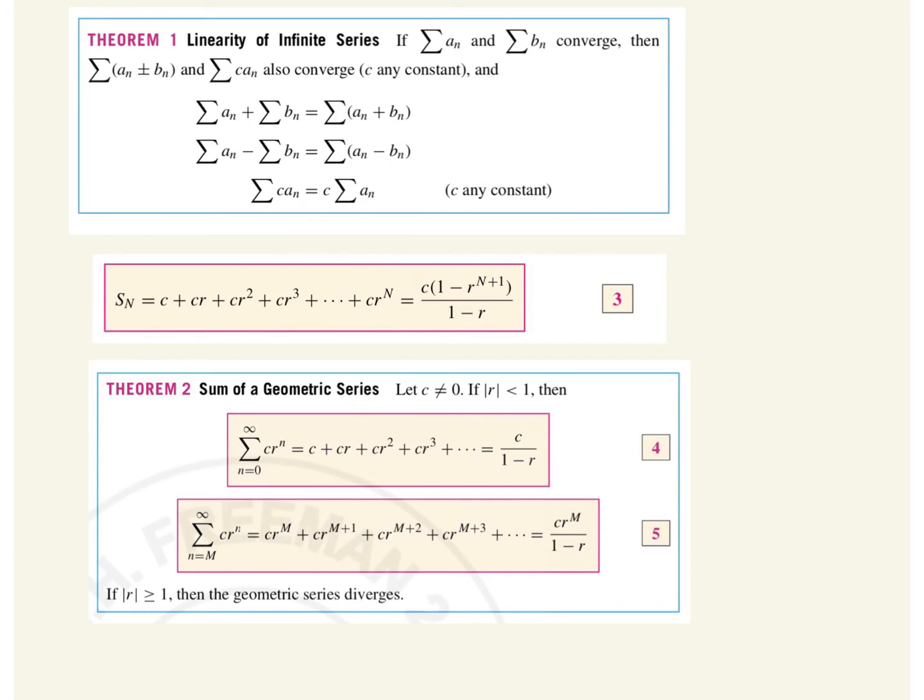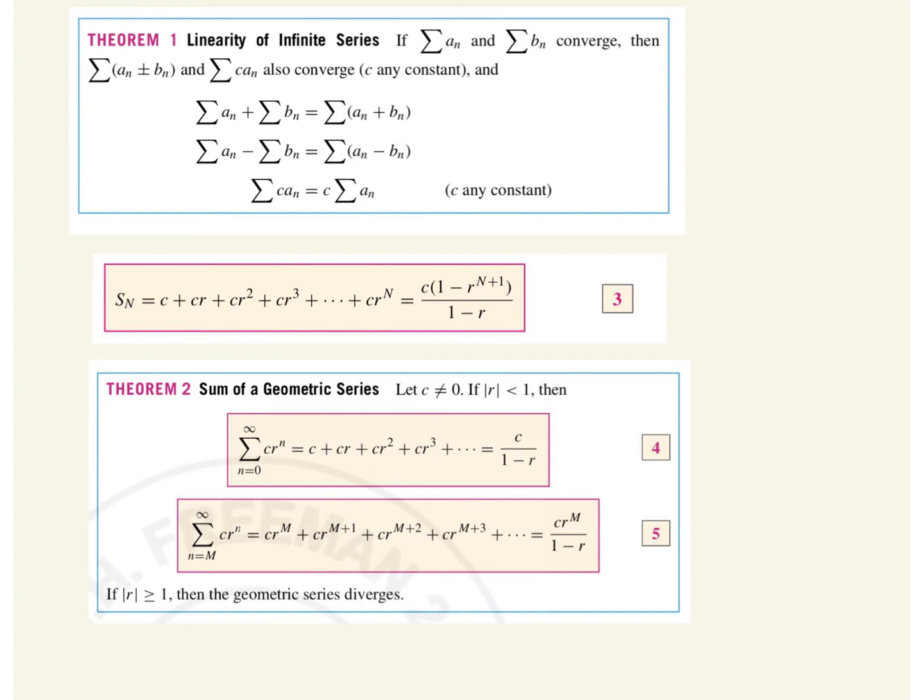So, the sum of a geometric series. C is not 0, of course, otherwise the series would be 0. And if the absolute value of r is less than 1, then they are going to converge. If the summation begins at 0 and goes to infinity, we simply use c, the constant, divided by 1 minus r. And that would be the sum for the infinite geometric series.